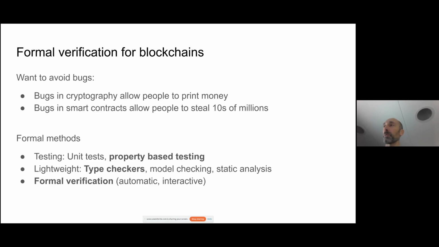And this is happening more and more. So basically, each week, some smart contract loses tens of millions of dollars. So this is a good application for formal methods. So what do I mean by formal methods? We have unit tests, property-based testing. I'll say a bit about how we use property-based testing. We have some lightweight tools for formal methods: type checkers, model checking, static analysis. I'll say a bit more about the type checking we're using, and then formal verification, both automatic and interactive.